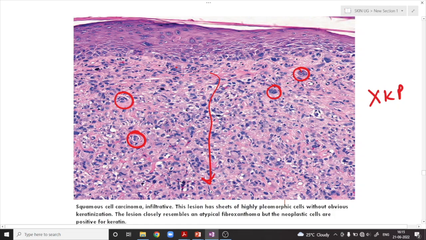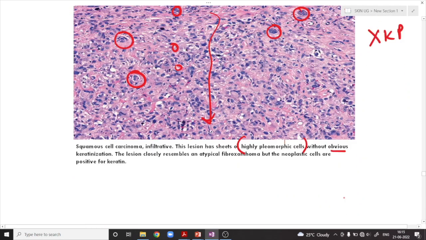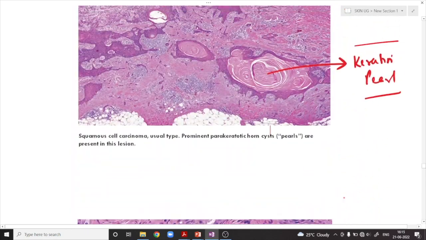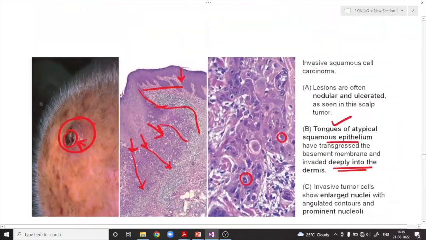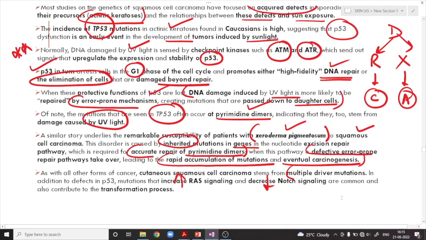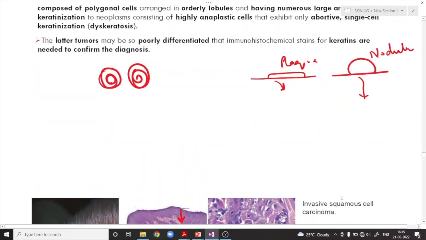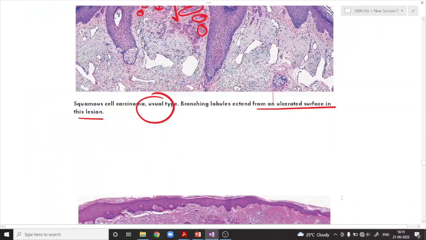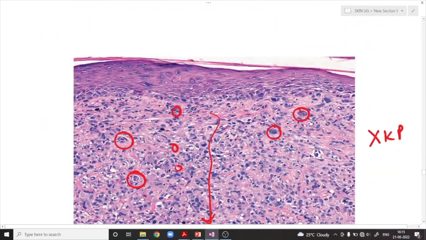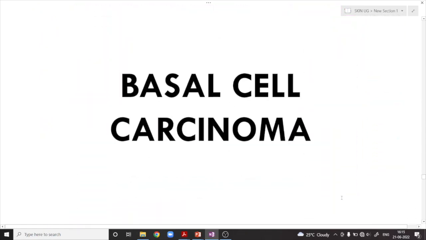So all of these cells have infiltrated the stroma. Okay, they are composed of highly pleomorphic cells without any obvious keratinization. So you cannot make out any obvious keratinization, and these are said to be poorly differentiated squamous cell carcinoma. So with this, we have completed squamous cell carcinoma. We have discussed in detail the risk factors, the pathogenesis, and the classical morphology of squamous cell carcinoma. Now we will complete the last leg of today's lecture, that is basal cell carcinoma.